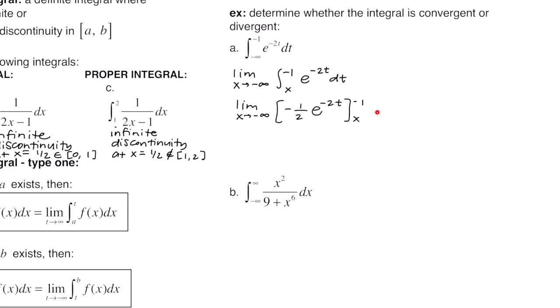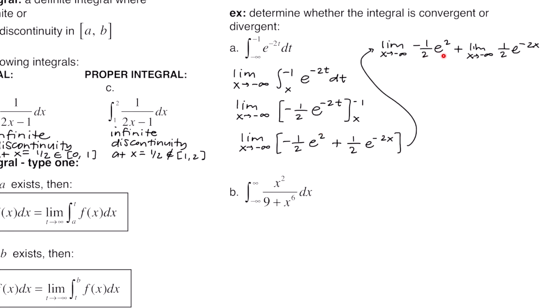If going straight from here to here doesn't make sense, then you can totally use u substitution, where you would let u equal this negative 2t, but then make sure if you're doing that, then you convert your upper and lower limits. So at this point, we're going to plug in negative 1 for t, minus plugging in x for t. Next, we're going to take the limit of the first term plus the limit of the second function.